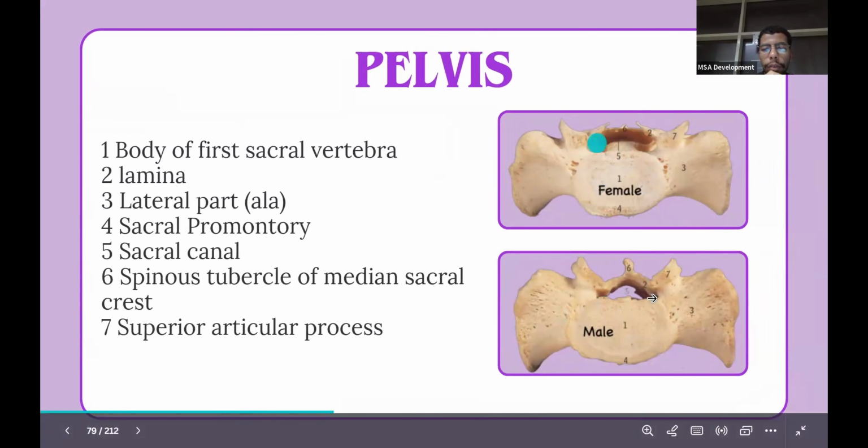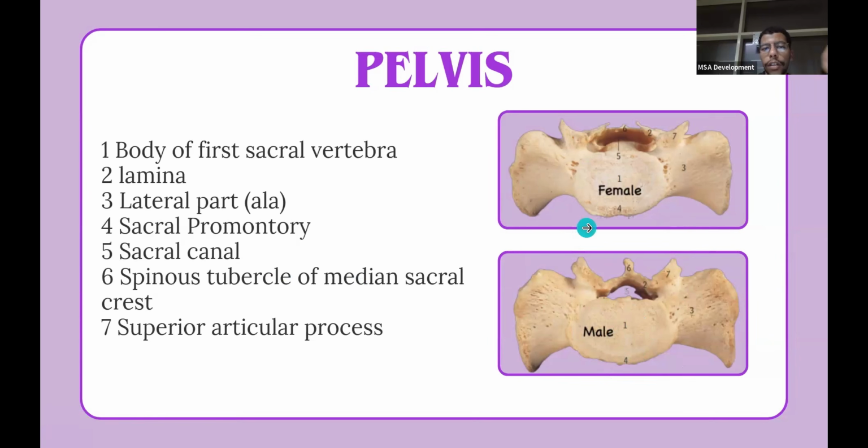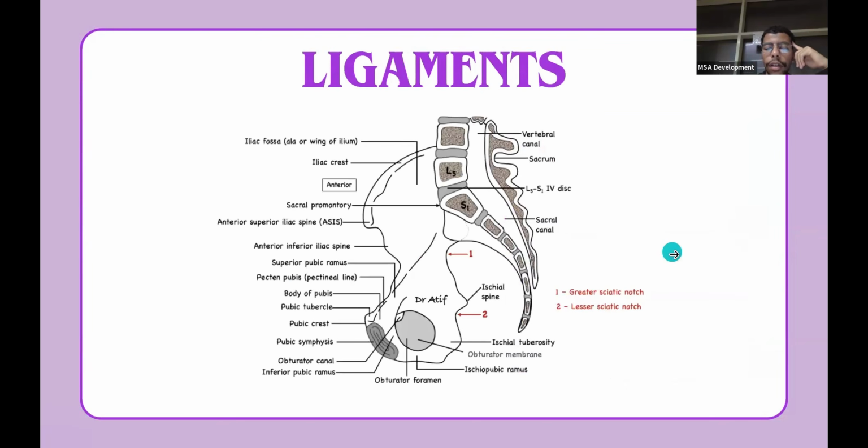And I think these are all the different parts of the sacrum. That's all you need to know. And also know the differences between male and female: wider body and more prominent sacral promontory in males. Oh, and also in females, S1, S2, S3 are a lot more flat and then curved towards the bottom. However, in males, it's a lot more uniformly curved.